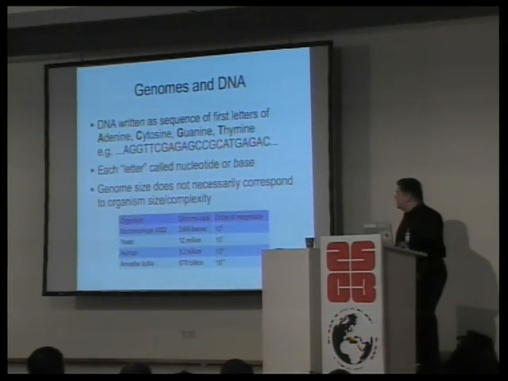And the genome size does not correspond with organism size, organism complexity. So we go from 3,500 bases with some bacteriophage, which is a virus that infects bacteria, all the way up to human with 3 billion. But then we find some single-celled organism with 670 billion bases. So sequencing is a challenge even with some apparently simple organisms.